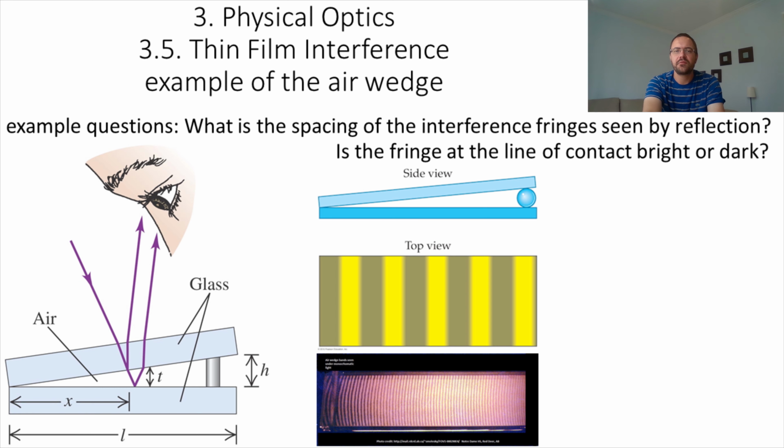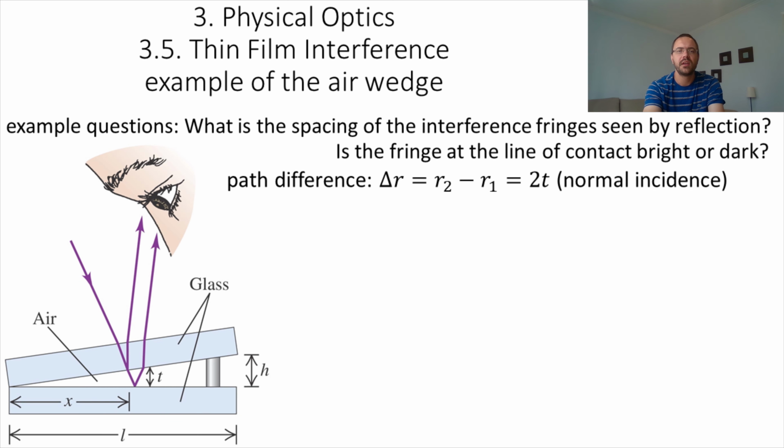To answer these kinds of questions, your strategy is to find out the phase difference between the two reflected rays. So first, the path difference is 2t, where t is the thickness of the layer of air. We consider normal incidence here, so we neglect the small angle on the figure. The angles are exaggerated so that you can see the two rays of light, but in reality, they are vertical on top of each other.